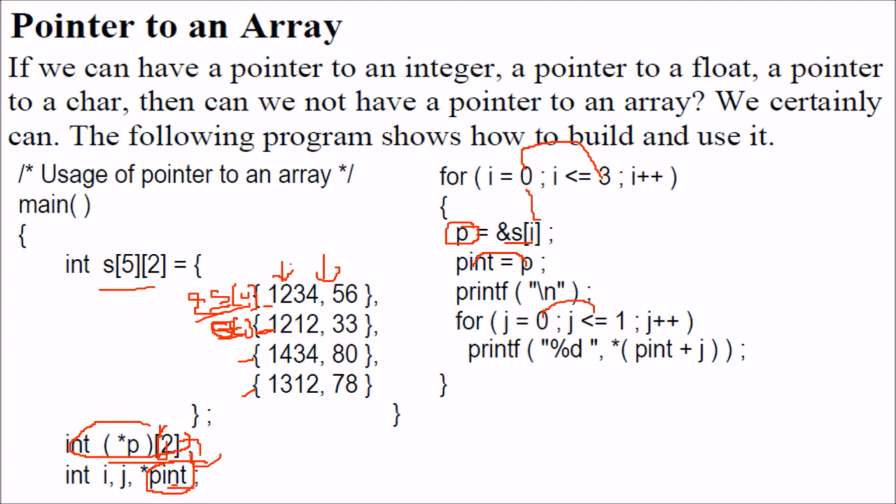Now from 0 to 1, that is these columns, we are printing the pointer to the array with J. This is pointing, the array is now pointing here. Now we are adding J, that is 0 and 1. So we are going to this value because this is the value at this address. First value this one, second value this one.